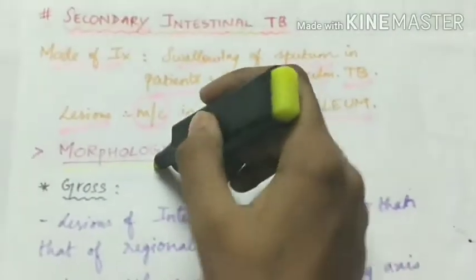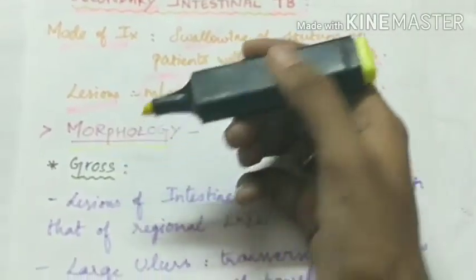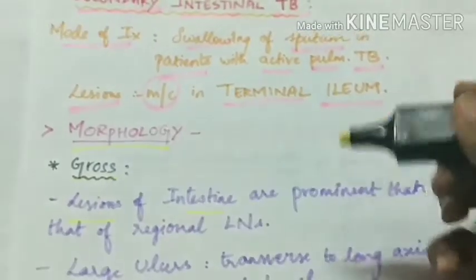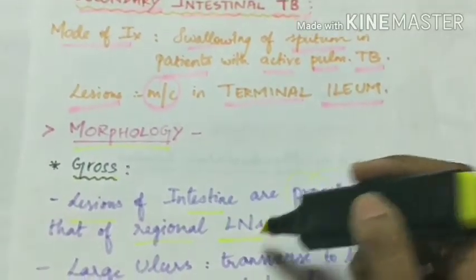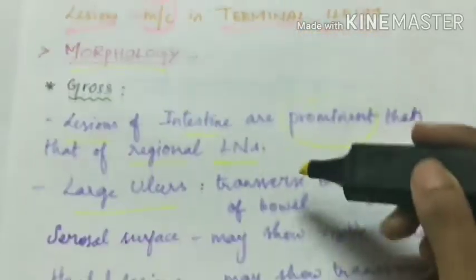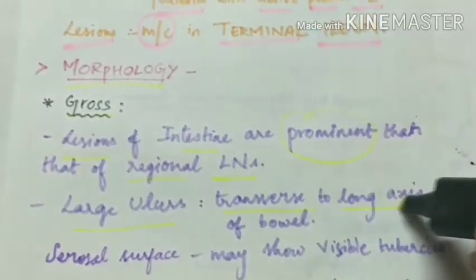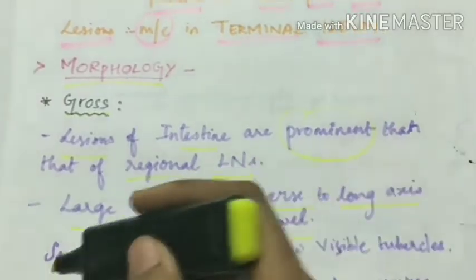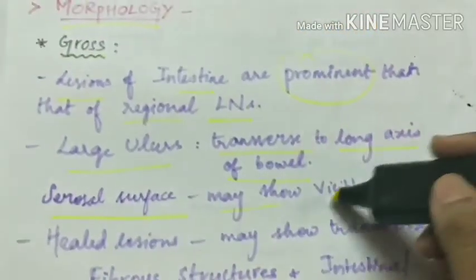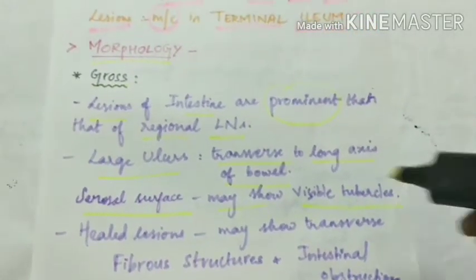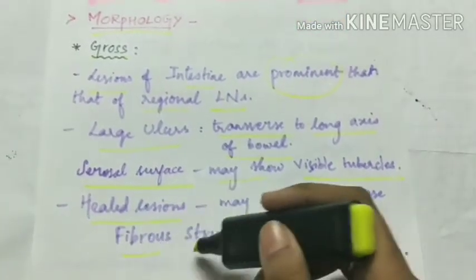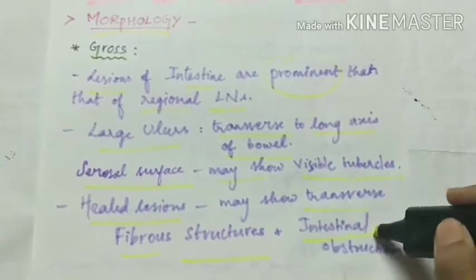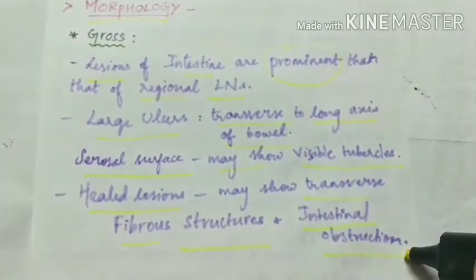Morphology of secondary intestinal tuberculosis: grossly, the lesions of the intestine are more prominent than those of the regional lymph nodes. Large ulcers are transverse to the long axis of the bowel, and the serosal surface may show visible tubercles. The healed lesions may show transverse fibrous strictures and intestinal obstruction.